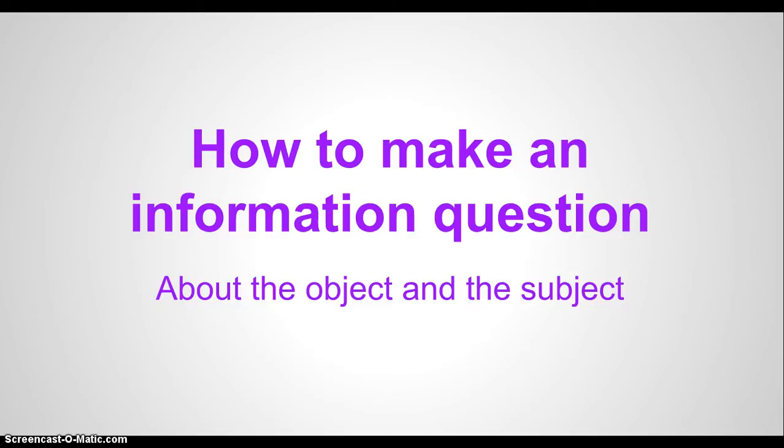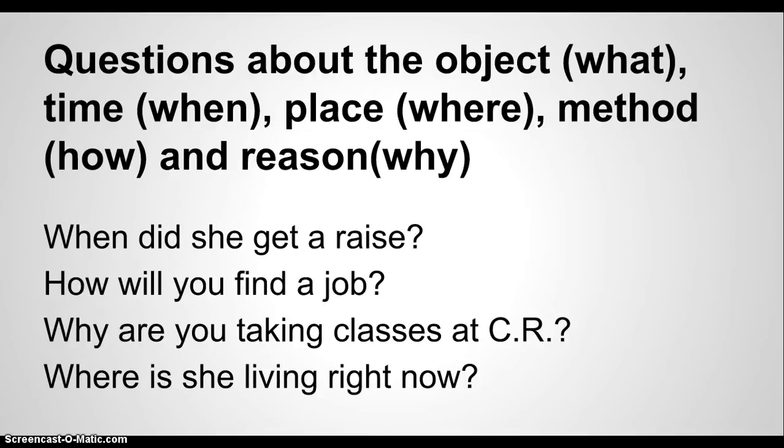So let's get started. This is about how to make information questions, both types of questions, questions about the object and questions about the subject. So, quick review. Questions about the object also have the same form as questions about the time or the place or the method or the reason. So here are some typical examples.